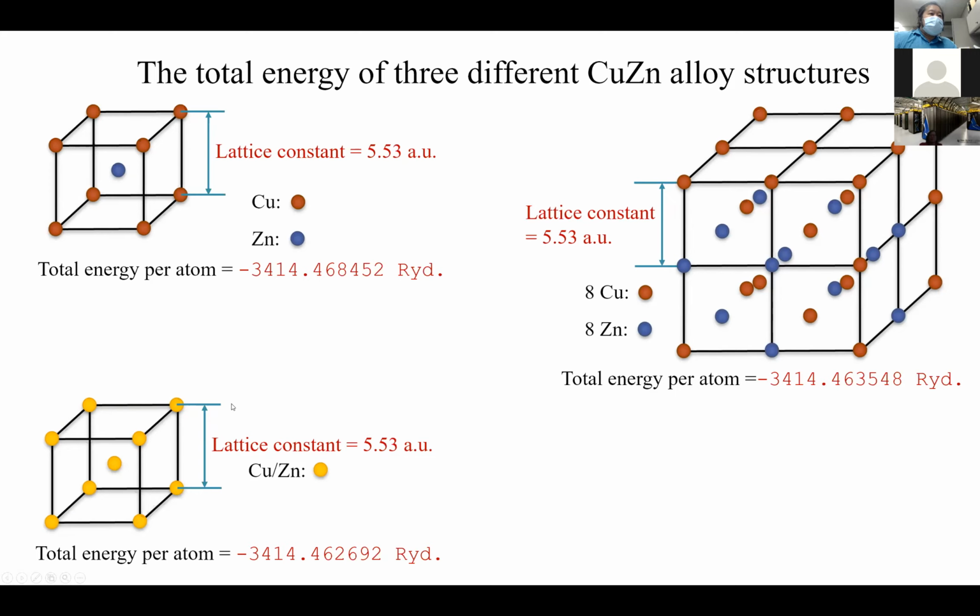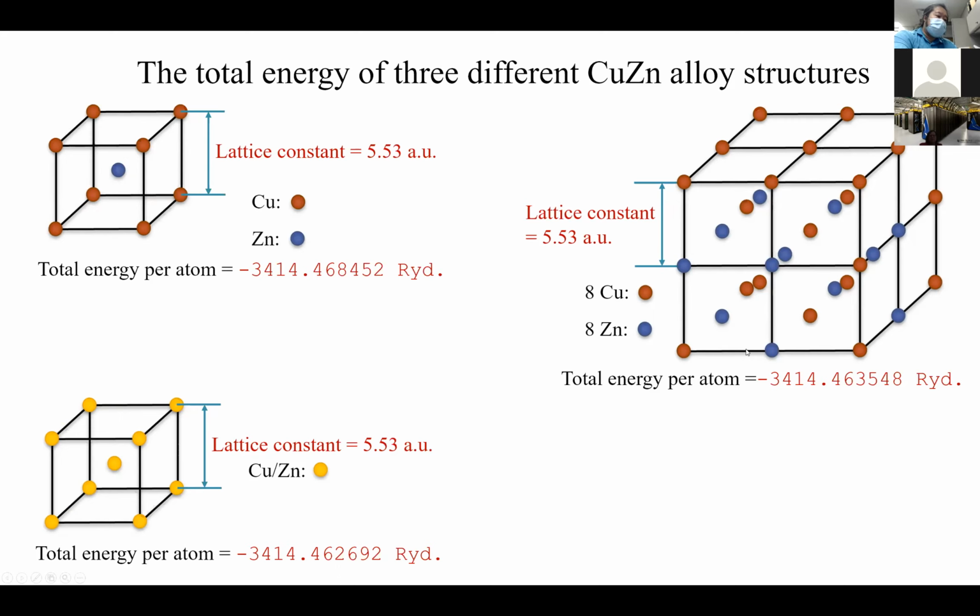For BCC structure, it's for a real random alloy, all right? This B2 is an ordered alloy, an ordered structure. For BCC, we assume that's a random alloy. Copper and zinc are randomly distributed on the underlying lattice. So we do the KKR CPA calculation. This is the total energy we got.